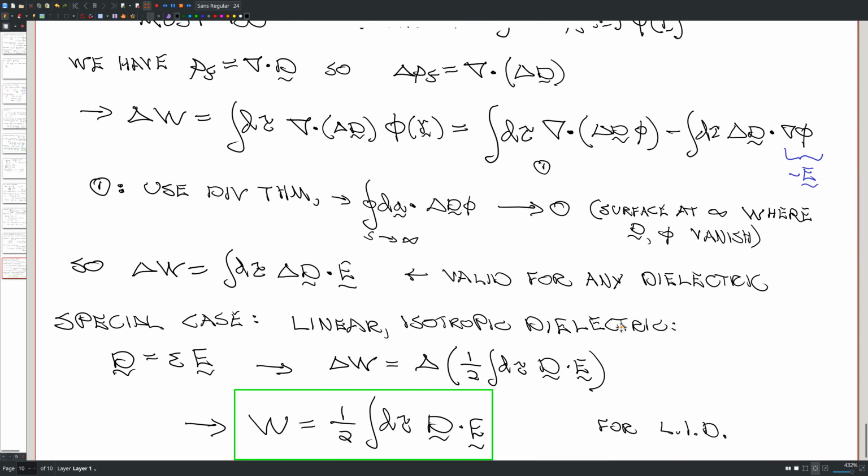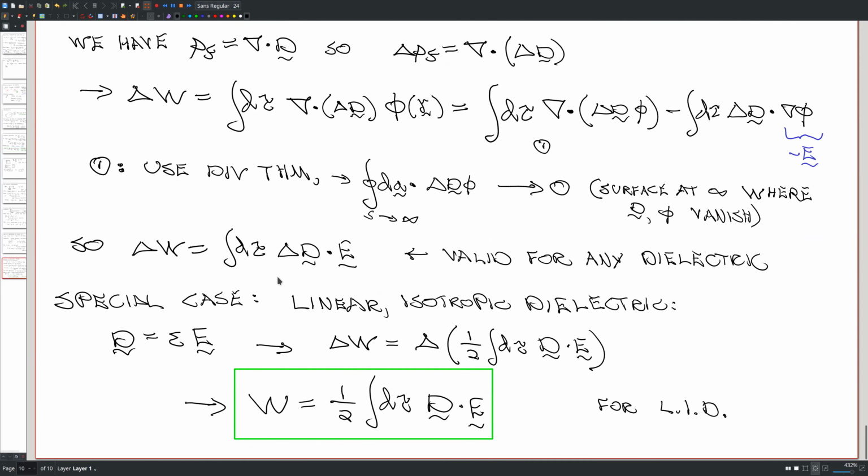Now you just get an expression for the change in energy, which is the change in displacement dotted into the field. This is true for everything. But if you specialize to linear isotropic dielectrics, then D is proportional to E, so you just get this expression for the energy. It's very much like the expression for the energy in electric fields in vacuum, which is epsilon 0 over 2 times the integral of E squared. And here you just have this changed version. So this is almost a side note, so that you can refer to it later. Okay. Any questions?